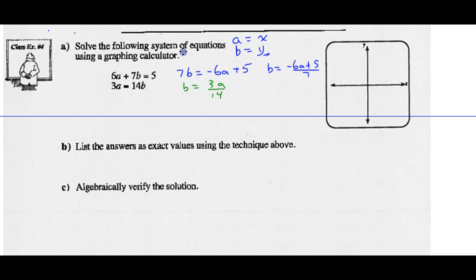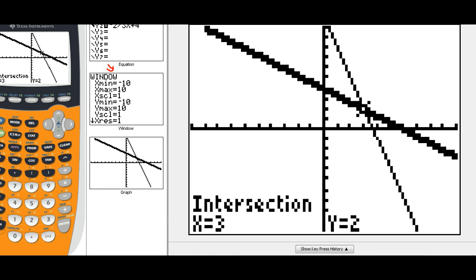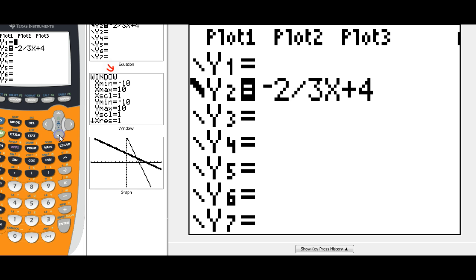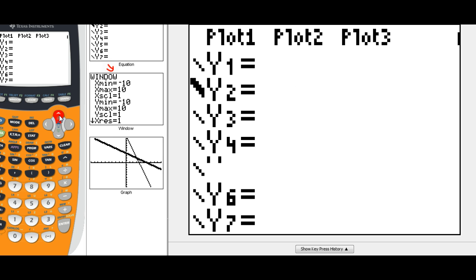So those are two equations I'm going to type in my graphing calculator. And then I'm going to draw the sketch of the graph in my notes and list the answers, exact values using the technique above. So it will let us do that. All right. So let's graph these in our calculator. Let's go back to your y equals screen. We're going to clear the two equations that we had there. I'm going to type in these two new equations.